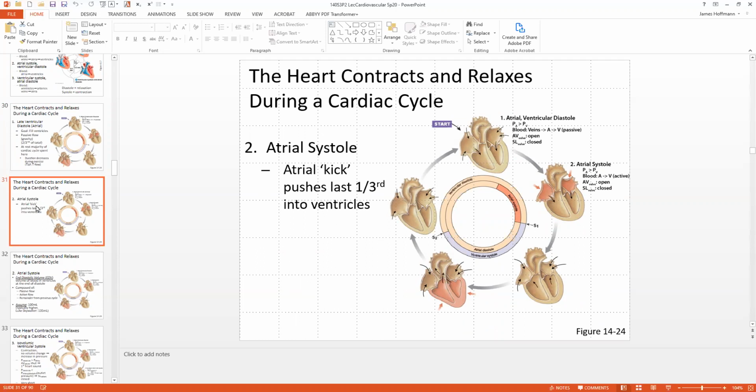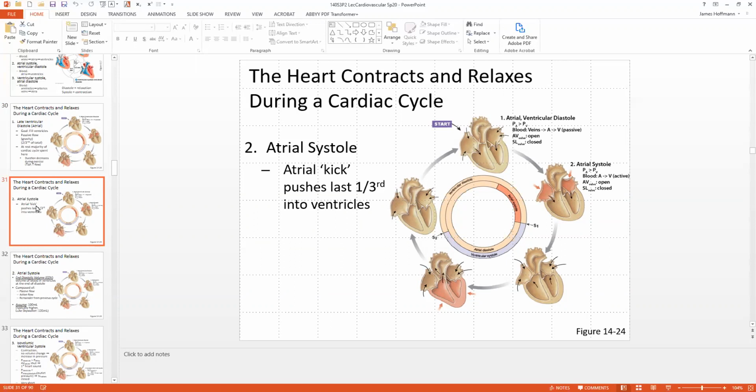To do that, you have to have those AV valves open still, and the semilunar valves still have to be closed so that you can fill the ventricle. So that's atrial systole. And just to connect it to the conduction cycle, what caused atrial systole, what caused the atria to contract, was the SA node fired, and that caused the atria to get electricity.